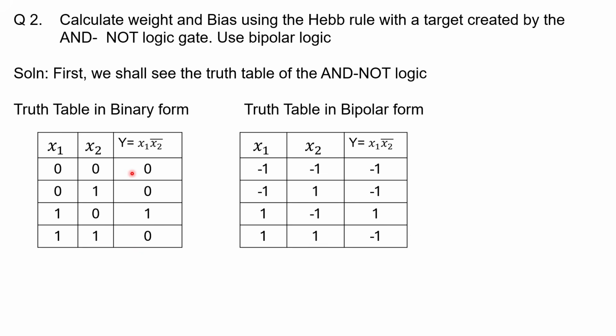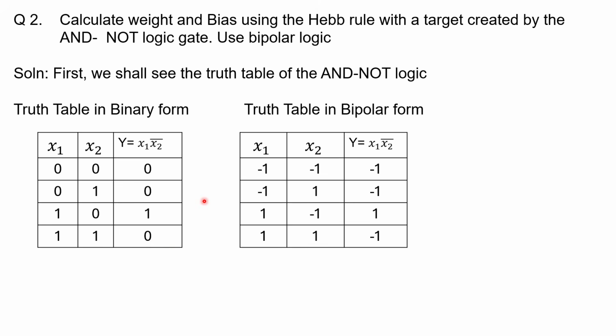To determine the output, y is equal to x1 into x2 bar. For 0 0, x2 bar is 1, so 0 into 1 is 0. Similarly, for 0 1, 0 into 1 bar is 0. So output is 0. For 1 0, 1 into 0 bar is 1 into 1, which is 1, and for 1 1, 1 into 0 gives us 0.